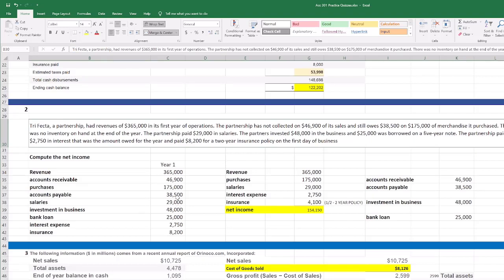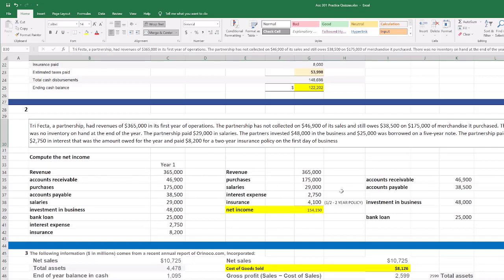There was no inventory on hand at the end of the year. The partnership paid $29,000 in salaries. They invested $48,000 in the business. That's equity. And the business borrowed $25,000 on a 5-year note. The partnership paid $27,500 in interest, and paid $8,200 for a 2-year policy. Okay, so compute net income. Revenue minus purchases minus salaries minus interest expense and minus half the insurance gets us to net income of $154,150. Again, I basically copied everything over.